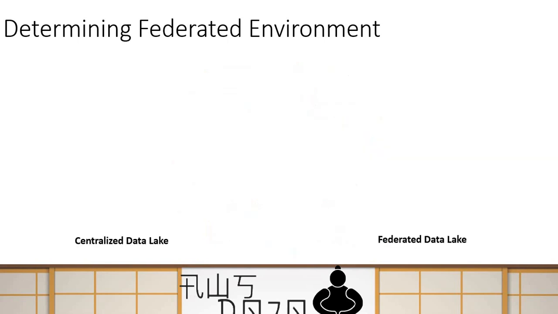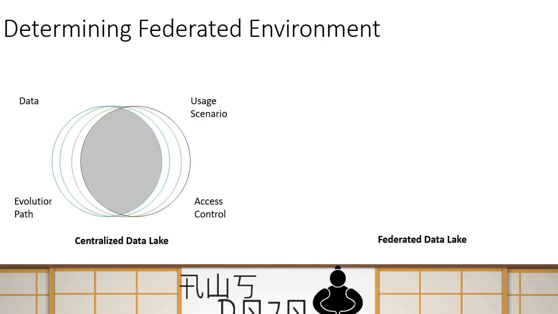If you use this way to decide whether you want to go for a centralized or federated data lake, then your centralized data lake looks something like this, where within the organization there are different departments and different sets of people working, but their data, usage, access and evolution path are a lot in common. Their cross section is quite big. So if you see that people have common data, usage, access control and evolution path behavior, then you can say, oh wow, this is the case for a centralized data lake.